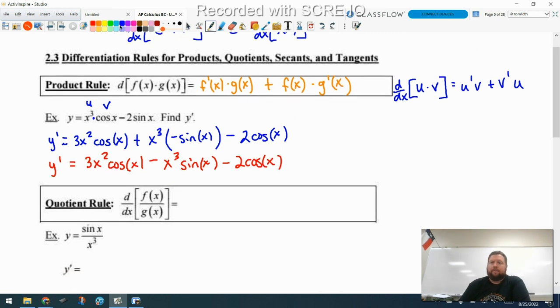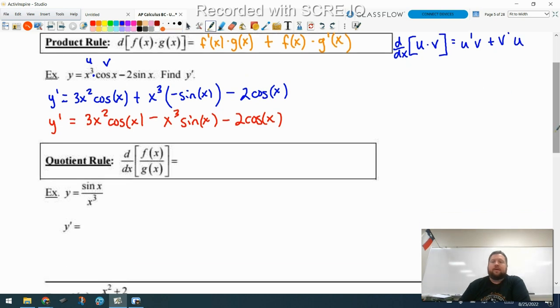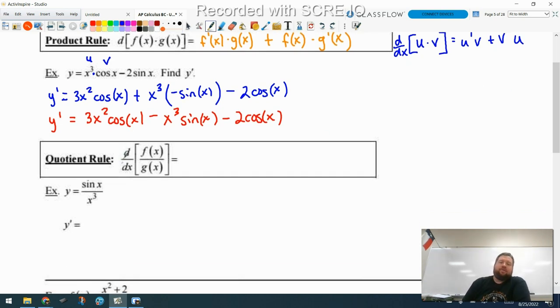All right, quotient rule. So same deal, you are not allowed to simply say derivative of f divided by derivative of g. Wish it were that easy. Okay, this is the quotient rule. You do g prime times f minus f prime times g divided by g squared.